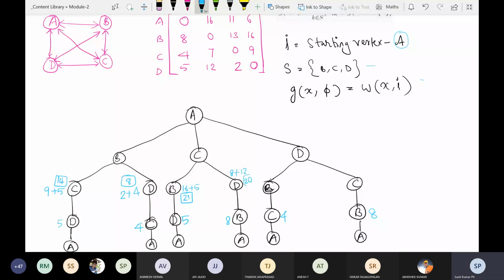Similarly, B to A means it is 4 plus B to C. What is B to C? 13. So this is equal to 17. So 17 is from here to here. Now here from C to A, what is that? B to A is 8. And C to B, what is C to B? 7. So it is equal to 15. So this much is the cost for the last two jumps.